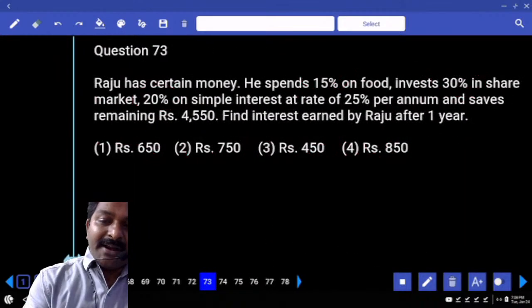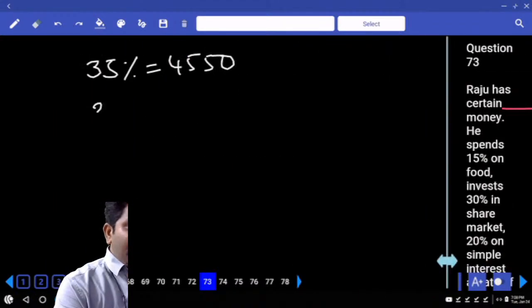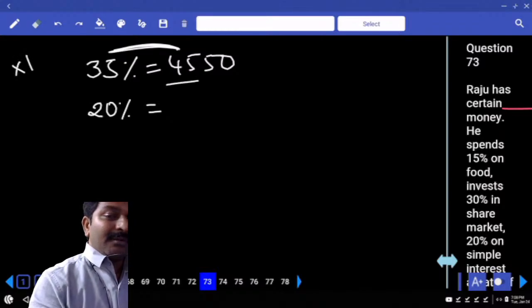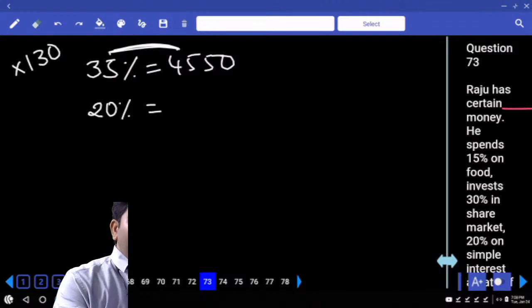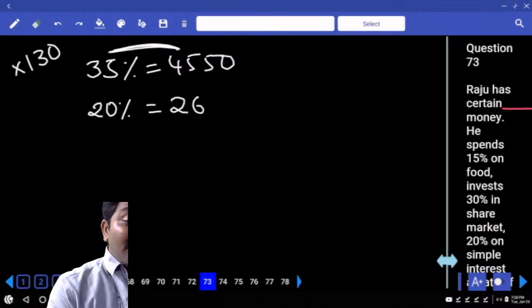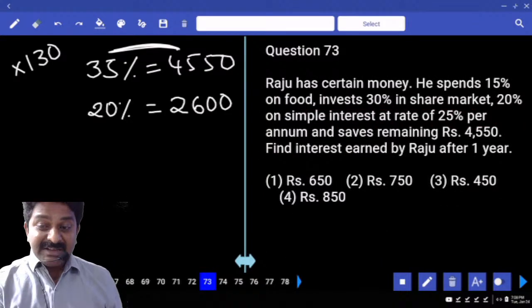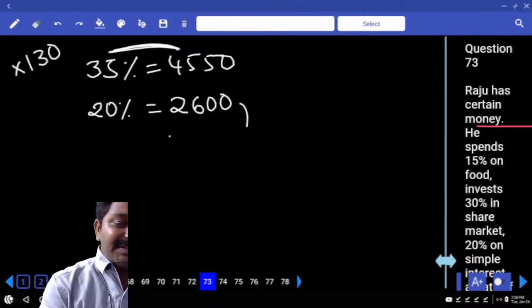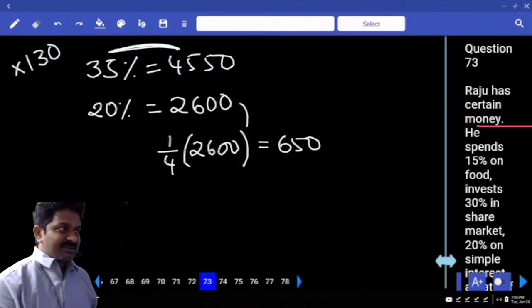Now see the question. Find the interest earned by Raju after 1 year. How much is invested in the bank, in simple interest? 20%. So we need to know how much is the 20% value, right? Observe here: 35, 1 time 35; 10 and 5, 105; 35 how many times? 3 times, and then 0. So 35 is 130 times we have. Apply the same in the second case also: 20, 130 times, 2,600. Clear? Upon this money, at what rate of interest is he investing? 25%. 25% of this number is 1/4 of 2,600 only. Half and half, which is 650. The interest earned is 650.